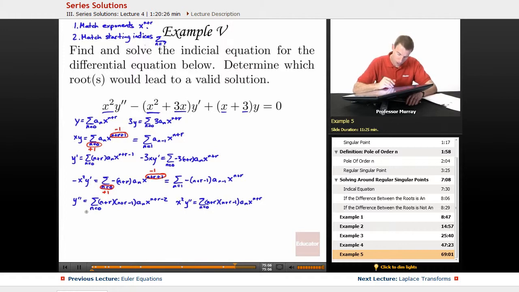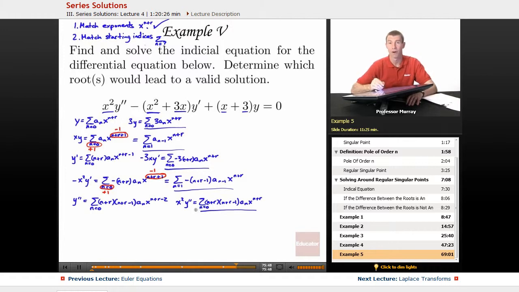And finally, when I look at y double prime, my x squared y double prime, that's got an x to the n plus r. That's pretty good. So I've got this series, this series, this series, this series, and this series. All of them are now at x to the n plus r, so I've matched my exponents on all of them. The next step is to match my starting indices, which means I have to look at each one of these. I've got n equals 0 here, n equals 1, n equals 0, n equals 1, and n equals 0. I'm going to match them all up at the highest one, which is n equals 1.